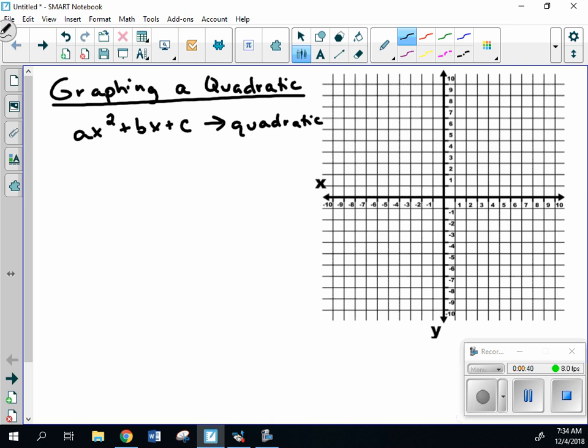Now, most of you will probably like to graph it using a graphing calculator or using Desmos, but there are times when you will need to graph it by hand, and there are a couple different situations on how you can do that in terms of graphing.